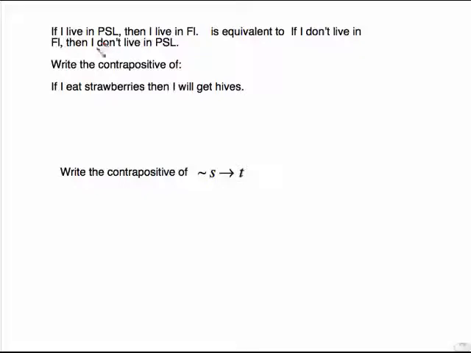So in words, we used this one earlier. If I live in Port St. Lucie, then I live in Florida, is equivalent to if I don't live in Florida, then I don't live in PSL. Remember with this, we take the Florida part, and it goes to the front, but I negated it, don't live. The PSL goes to the back, and it gets negated.